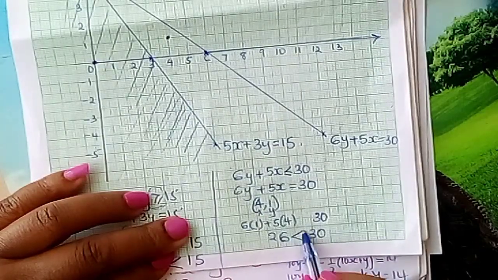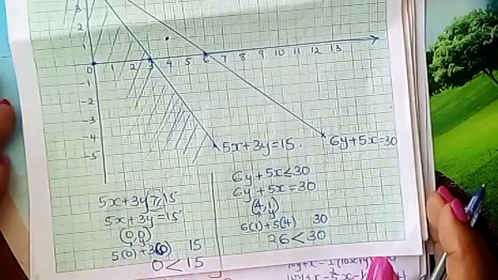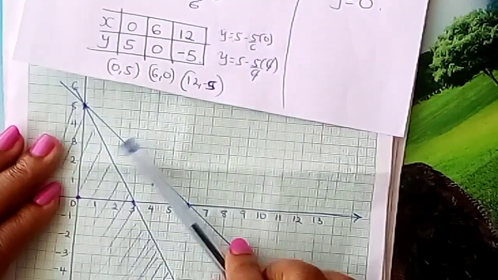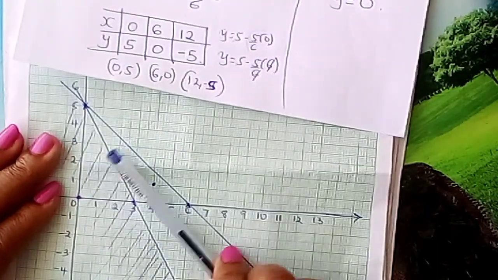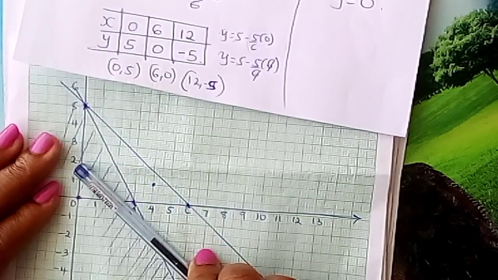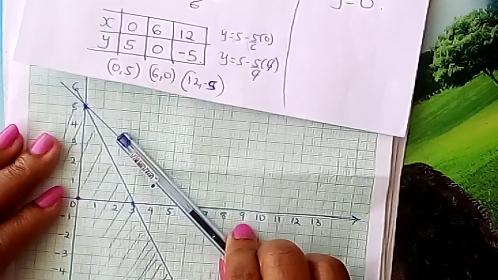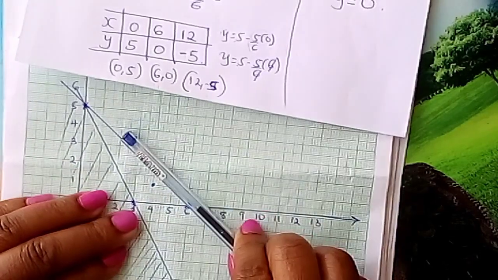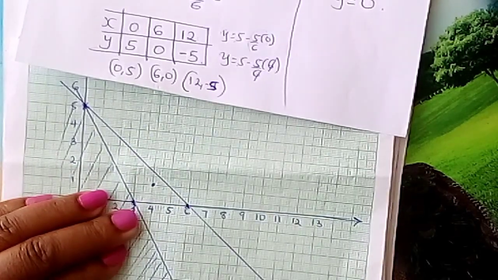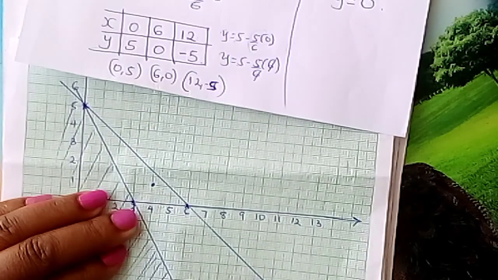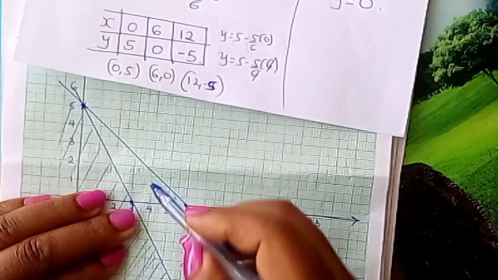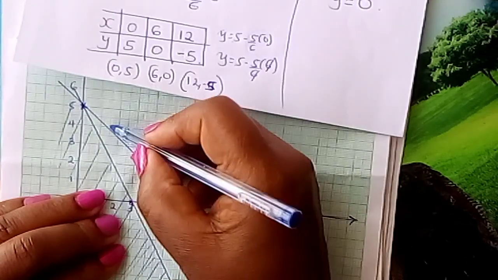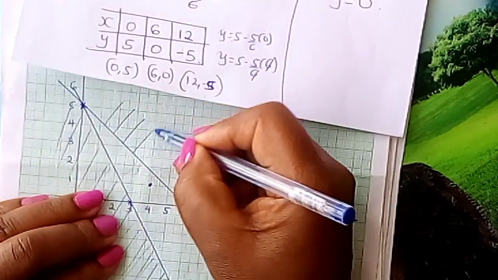So 26 is less than 30, learner. So this side of this line, we are talking about this line, is less than, and this side is greater than. Which side do we want? Look at this inequality. We want less than. And therefore, this is the side that we want. So we shade the other side.